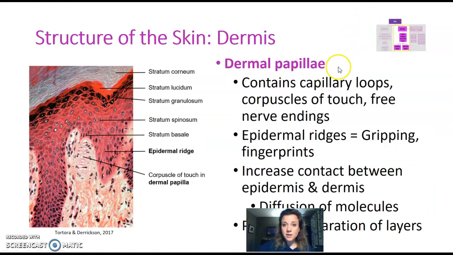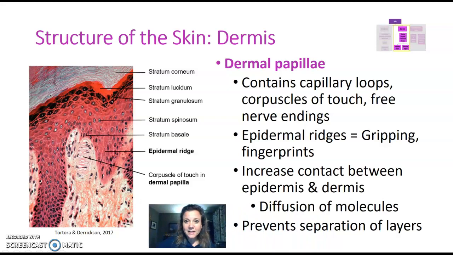So the dermal papillae are important because, as I mentioned before, they're going to contain these blood vessels or capillary loops. And it's here in these capillary loops that oxygen and nutrients are going to diffuse from and then enter into the stratum basale. So that's how these mitotic cells inside of the stratum basale get the nutrients and the oxygen that they need in order to perform their functions.